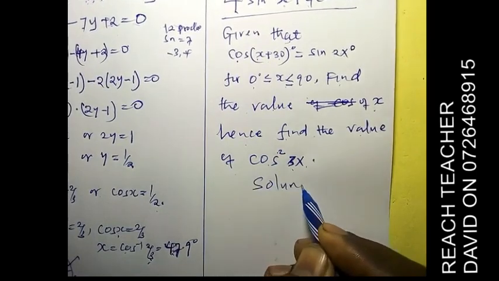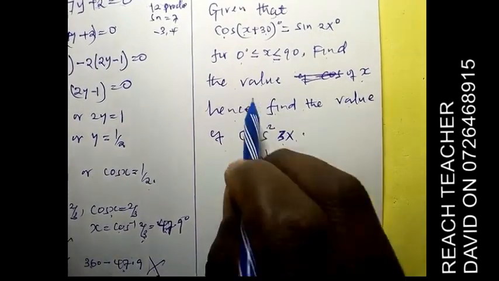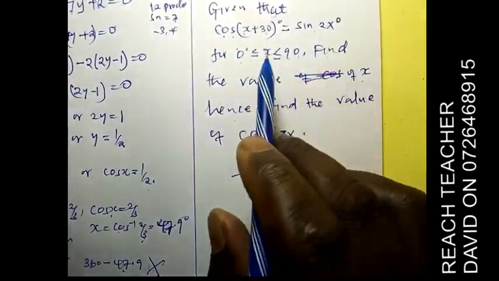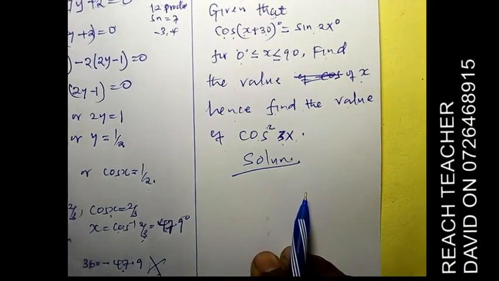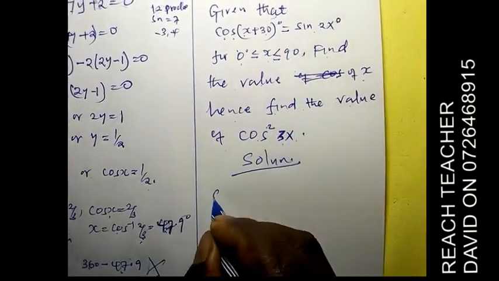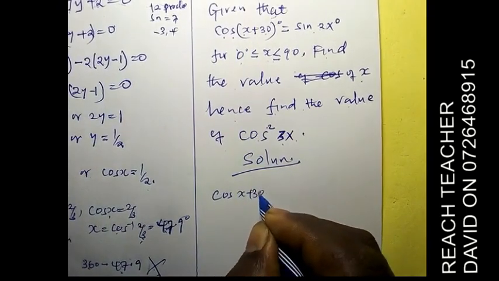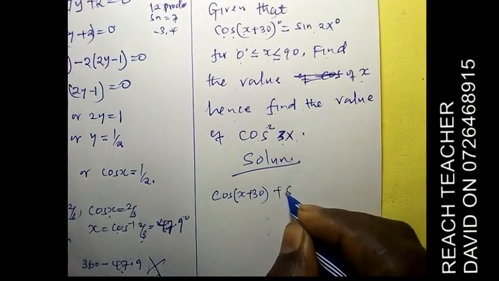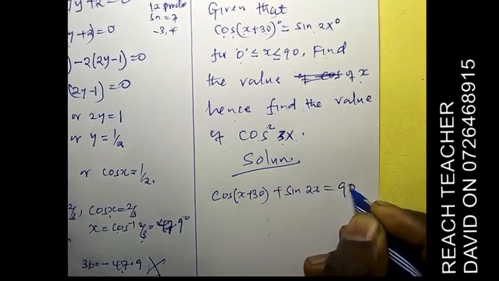Solution. So first you need to know that cos theta and sine theta add up to 90 degrees. You should know that. That is why we have been given this range. Therefore, you need to know that cos (x plus 30) plus sine 2x, the answer is 90.